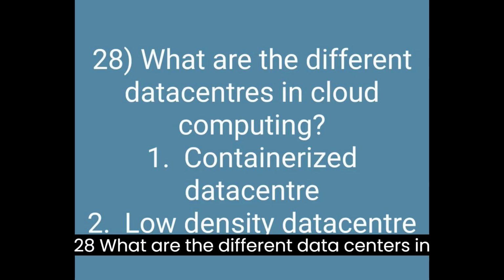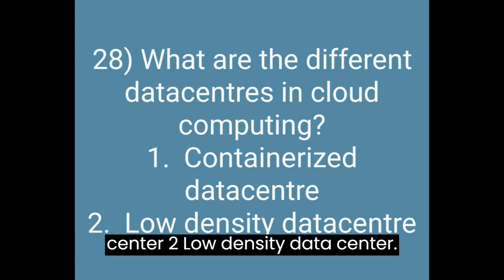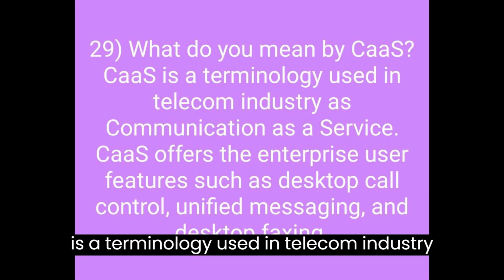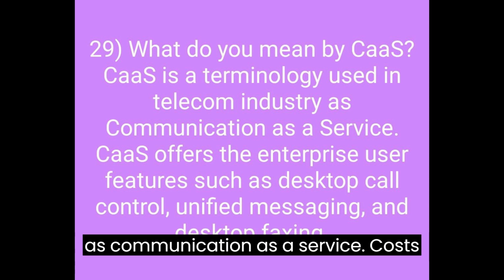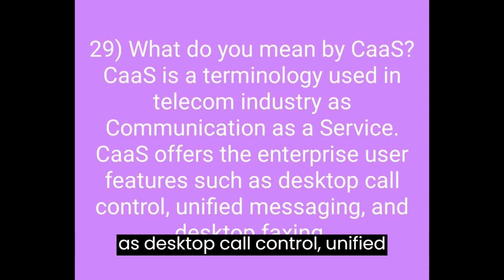28. What are the different data centers in cloud computing? 1. Containerized data center. 2. Low-density data center. 29. What do you mean by CaaS? CaaS is a terminology used in the telecom industry for communication as a service. CaaS offers enterprise users features such as desktop call control, unified messaging, and desktop faxing.